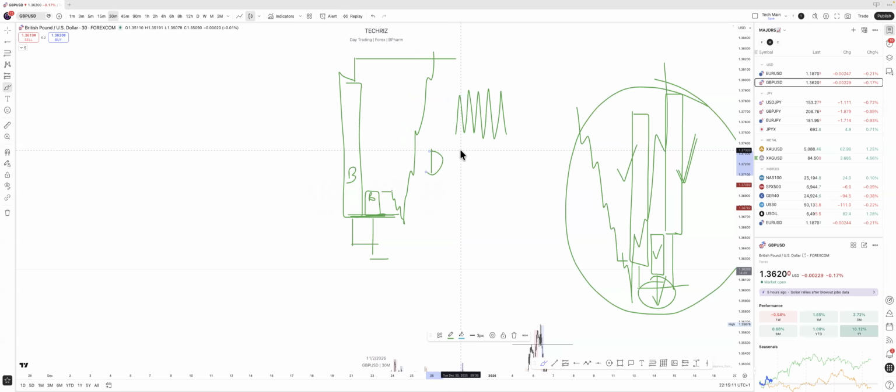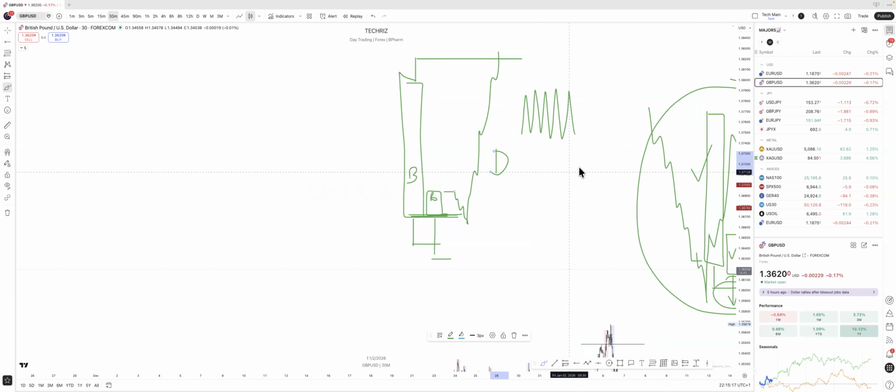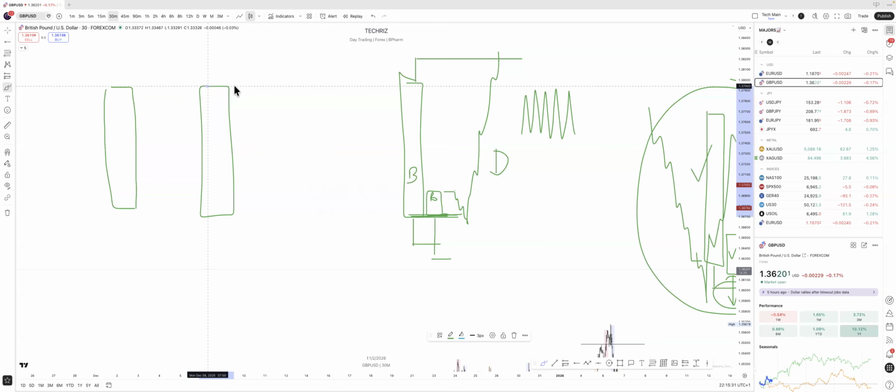Every day has a function. Listen, I'll be writing it down. Every day has a function. Now, when it comes to trading CFDs, currencies, Monday can form the accumulation candle. Friday can form the accumulation candle. Only these two days can form the accumulation candle.